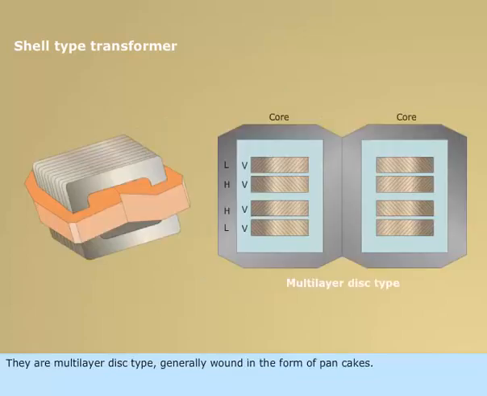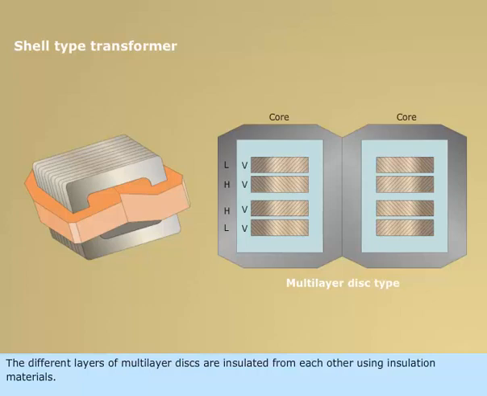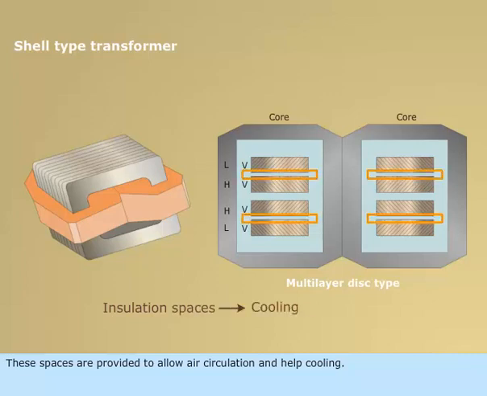They are multi-layer disc type, generally wound in the form of pancakes. The different layers of multi-layer discs are insulated from each other using insulation materials. The whole coil arrangement has multi-layer discs with insulation spaces. These spaces are provided to allow air circulation and help cooling.